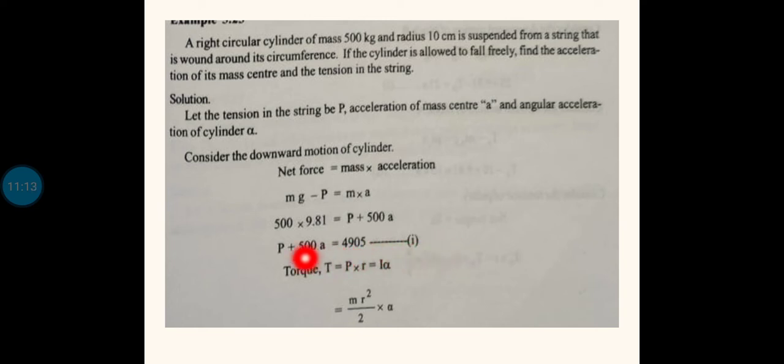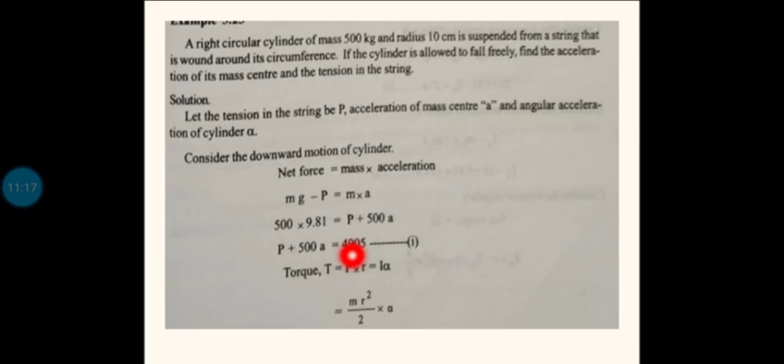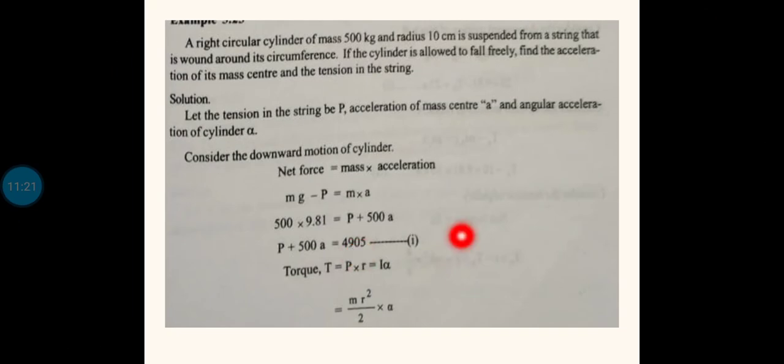Now from the rotation equation, the torque T acting at the center of the cylinder will be P into R, where P is the tensile force acting on the string. That tensile force is tangential to the cylinder surface. So torque T equals P into R, which is also equal to I into alpha, where I is the moment of inertia and alpha is the angular acceleration. Now I is m r square by 2 since it is a cylinder. So P into R is equal to m r square by 2 into alpha.